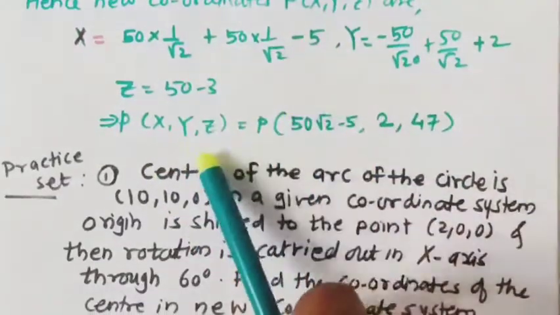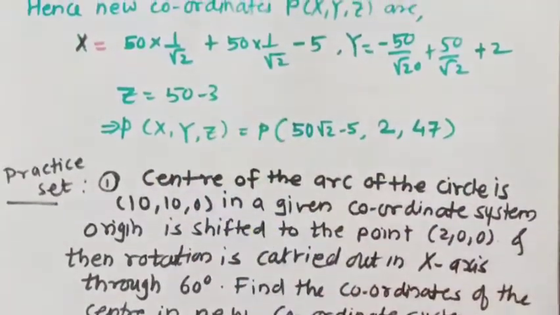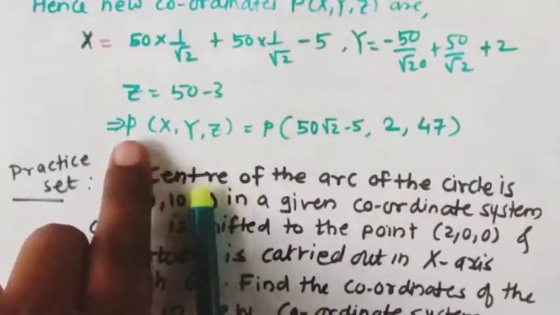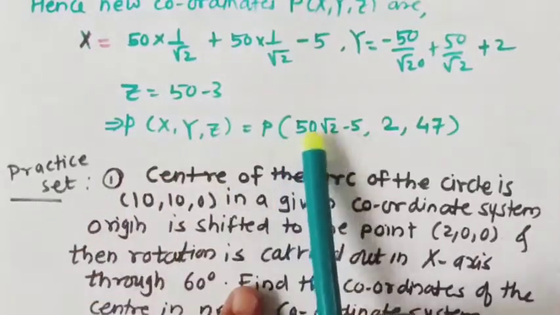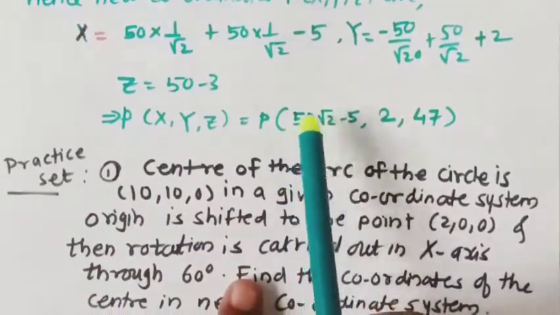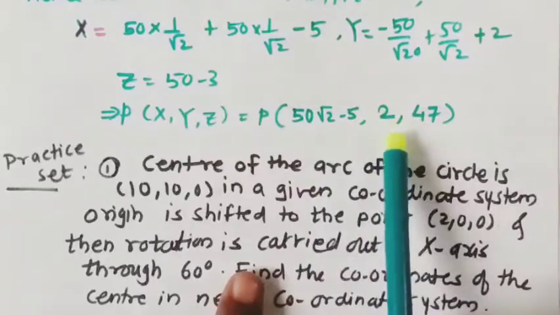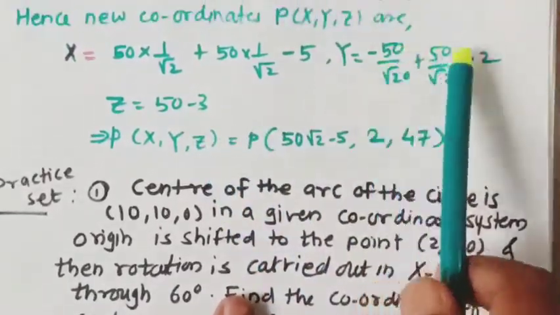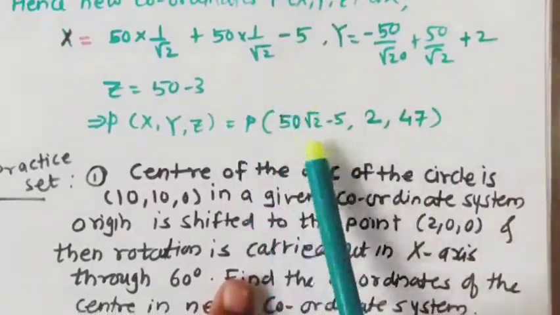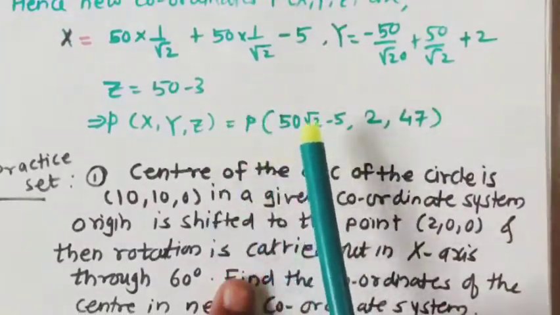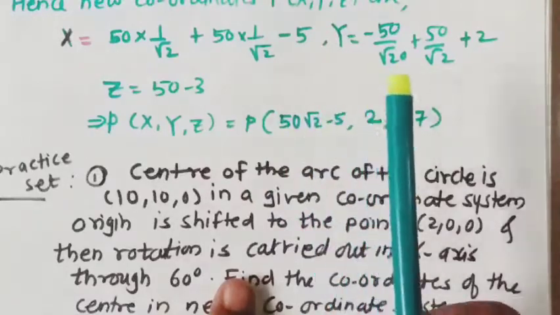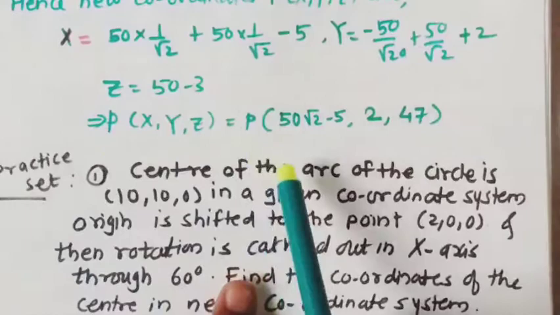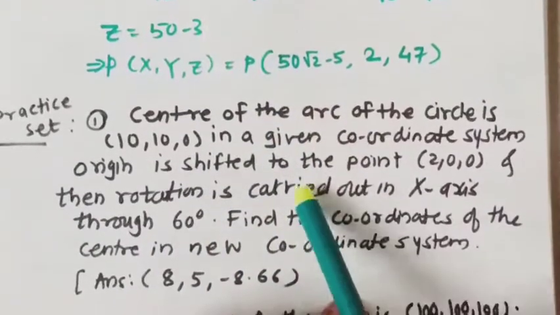So after doing all this calculation, finally the new coordinates of point P in the new system are 50 root 2 minus 5. You can do this in decimal points also, these calculations. And the z coordinate will be 47, since 50 minus 3 is 47. These two will get cancelled, 2 will remain. Okay, so this will be the value of the coordinates of the point 50, 50, 50 in the new coordinate system after the translation and rotation. Okay, now some problems for practice I am leaving for you.